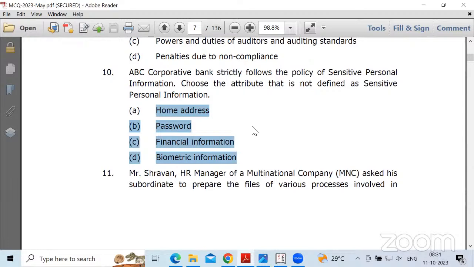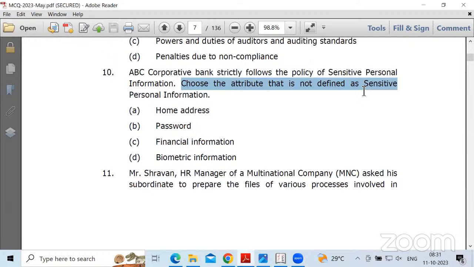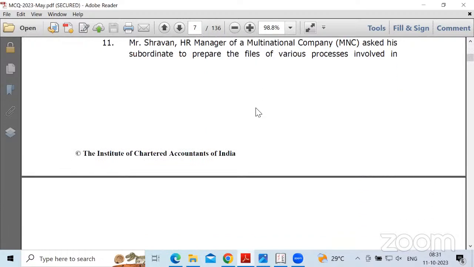So that is considered to be a private information. Similar to that, an OTP or your username password or your PAN number or Aadhaar number, bank account number, bank balance, all these things are considered to be the private information. Now, choose the attribute that is not belonging to sensitive personal information. Home address, password, financial information, biometric information. So home address cannot be considered to be the sensitive information here, because home is common. Everyone knows that. Whereas password is not common.